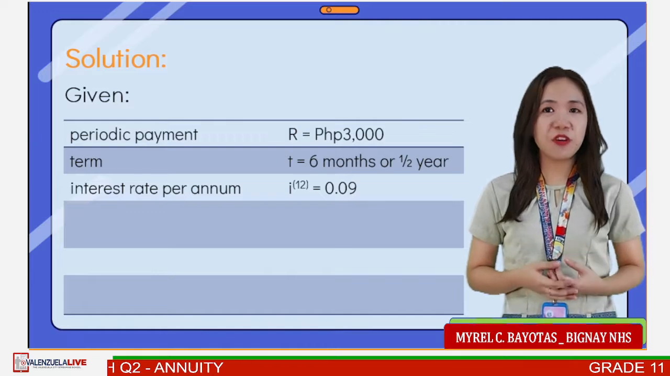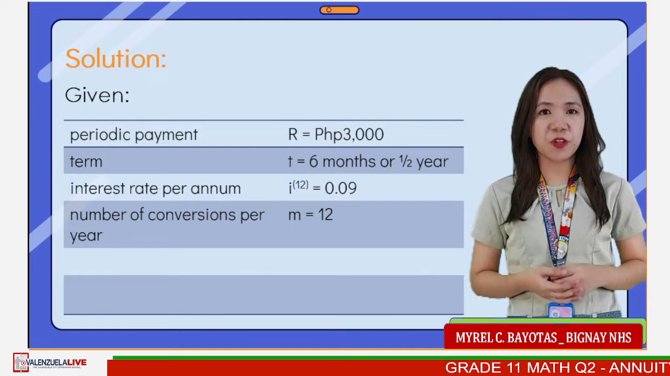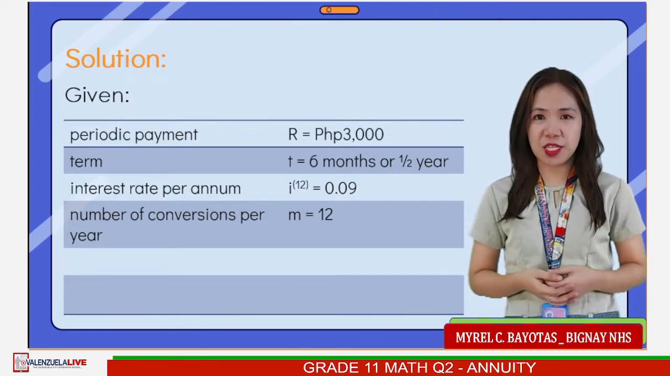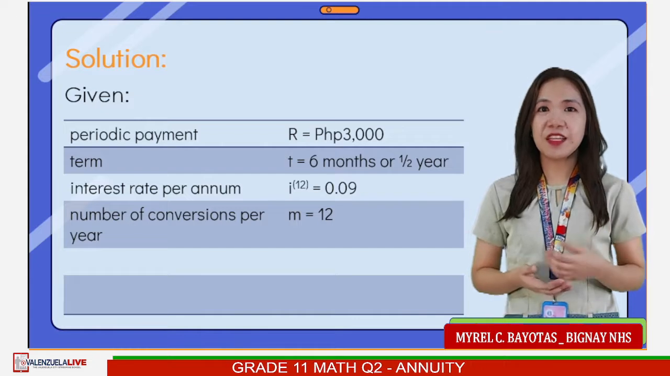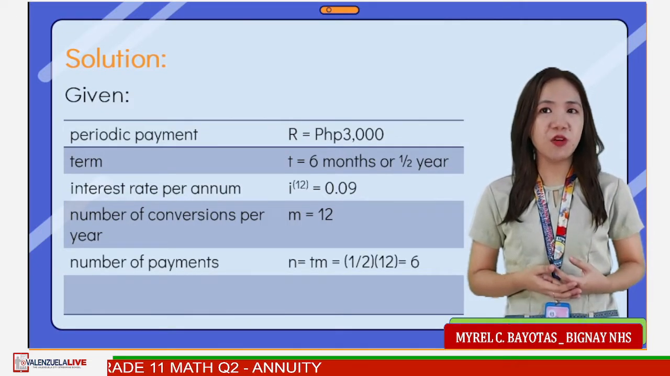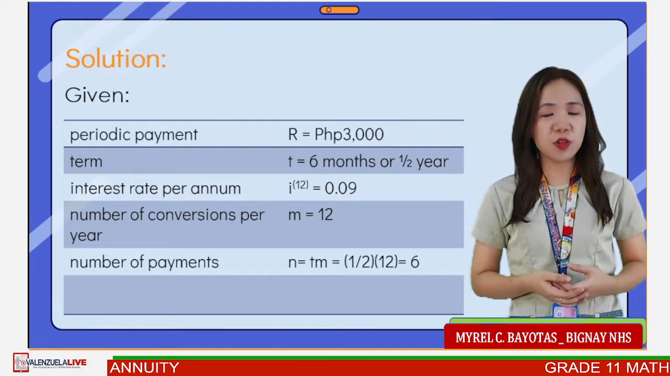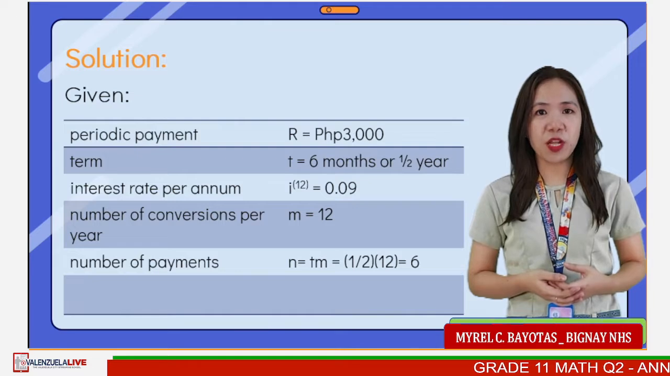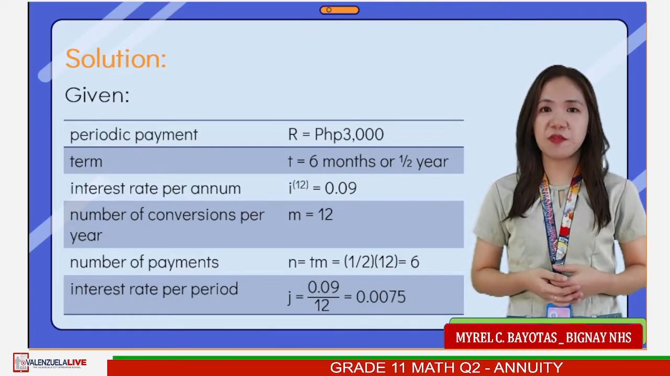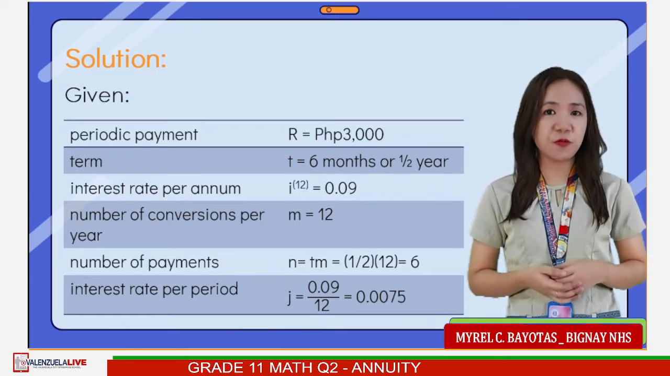To get the number of payments, N, we multiply time and number of conversions per year. We have 1/2 times 12 equals 6. Finally, to get the interest rate period, we use the formula J equals I over M. By substitution, J equals 0.09 over 12. Therefore, J equals 0.0075. First, substitute the given to the formula.